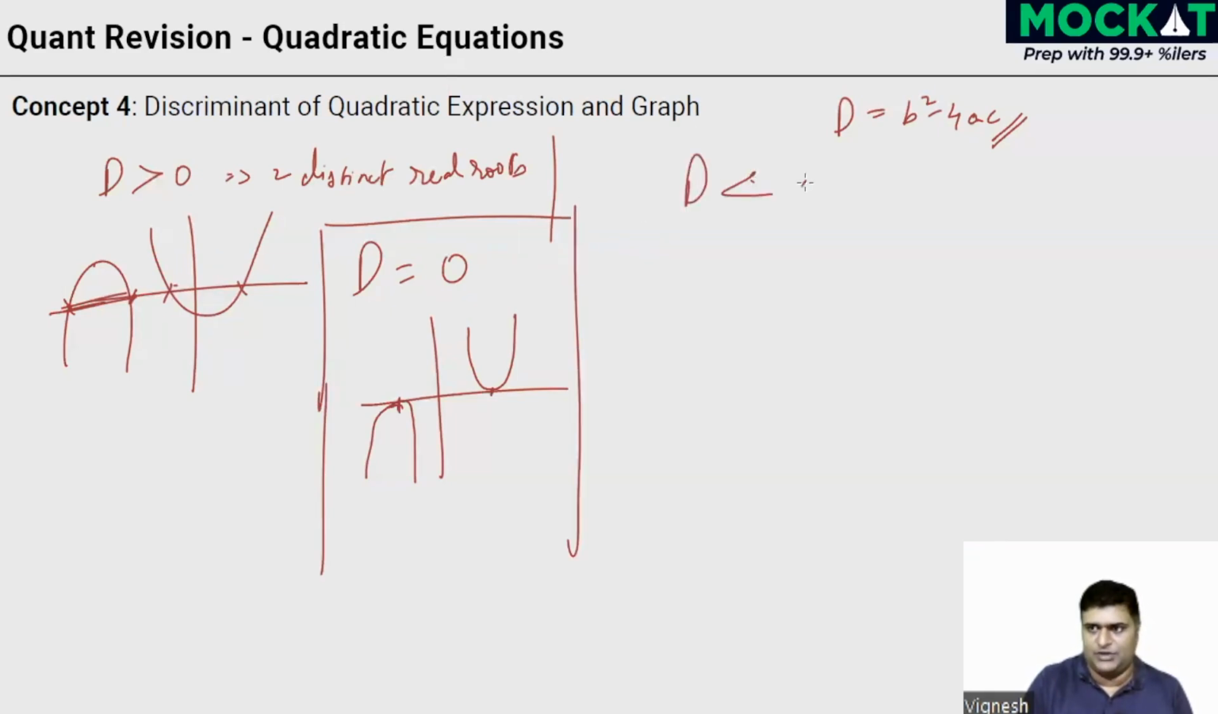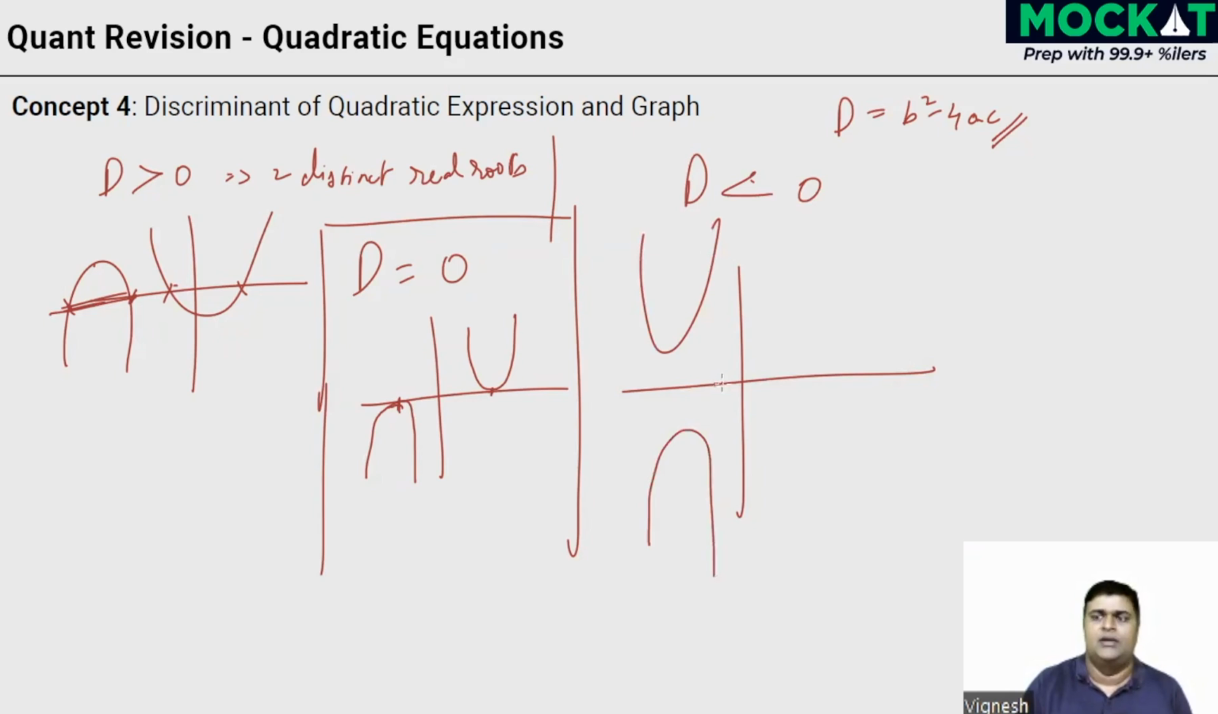Now, what if the discriminant is going to be less than 0? The discriminant is going to be less than 0 if it's U-shaped and it's only in the positive zone. If it's negative, if it's inverted U-shaped and it does not touch the x-axis anywhere, right? So therefore, in these cases, your discriminant is going to be less than 0.